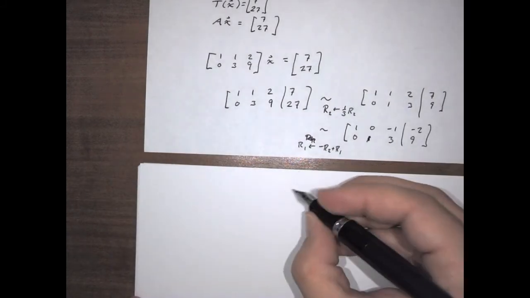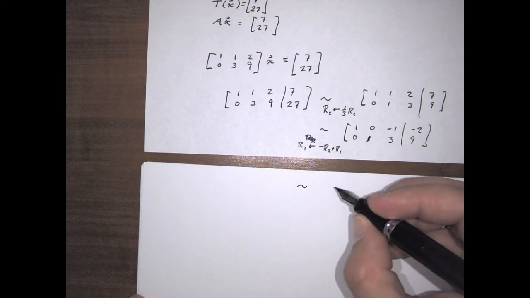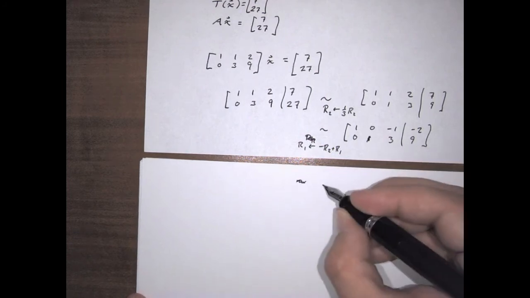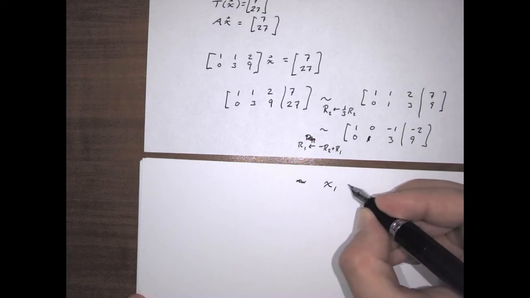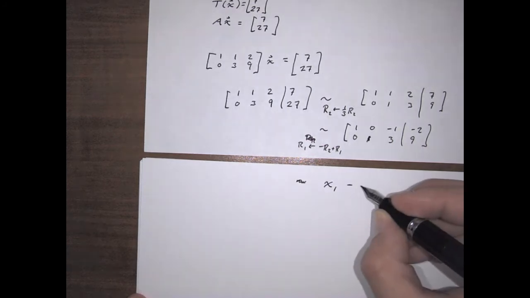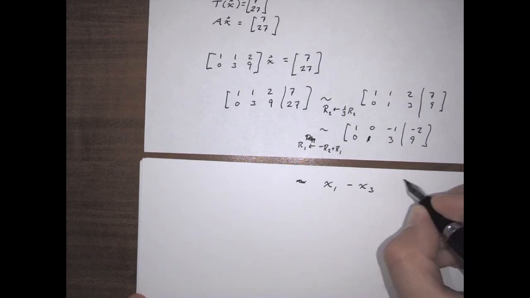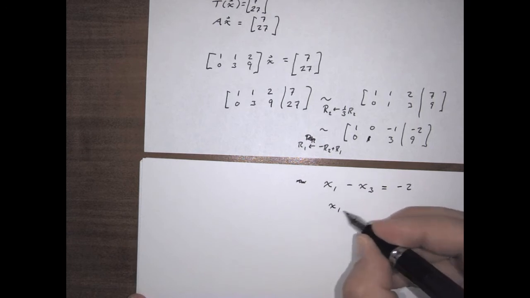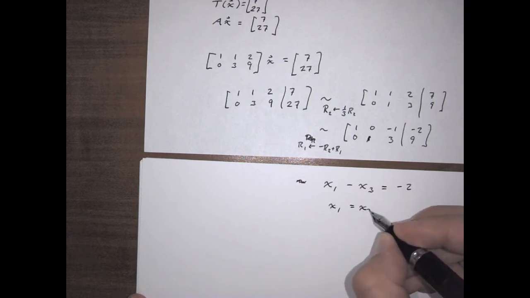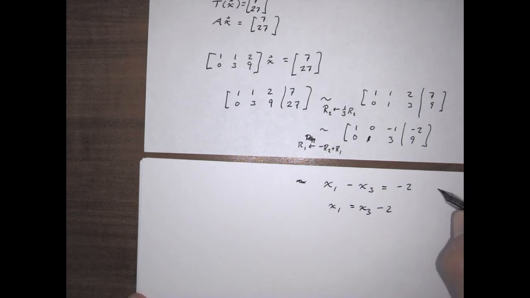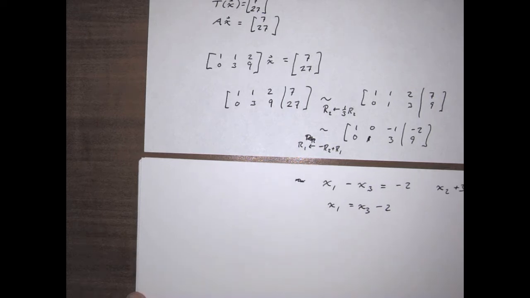Actually, our row reduction here is done. So what we can do is rewrite it now in the form of the equations involving the x's. And that gives us x1 equals x3 minus 2. And x2 plus 3x3.